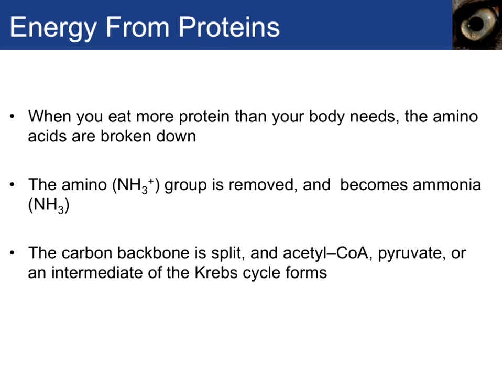And when you eat more protein than your body needs, the amino acids are broken down, and the amino group is removed and becomes ammonia. The carbon backbone is split, and acetyl-CoA, pyruvate, or an intermediate of the Krebs cycle is formed. So any of these molecules can be used for energy by entering the aerobic respiration pathway.